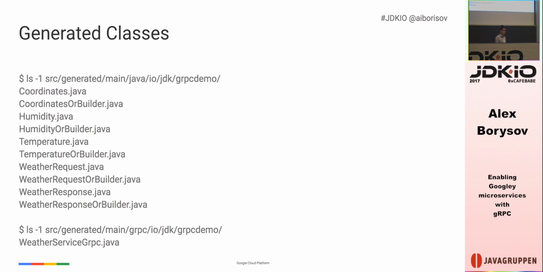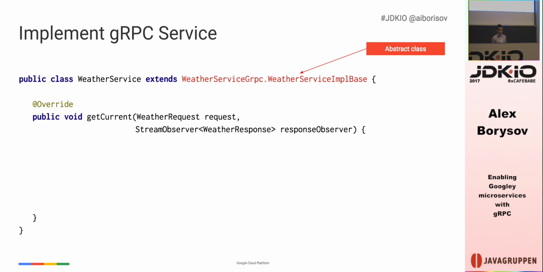Now, let's implement the gRPC service. To implement a gRPC service, we have to extend this generated abstract class and override its RPC method. In our case, it's the getCurrent method. It takes weather request and a stream observer of weather responses.